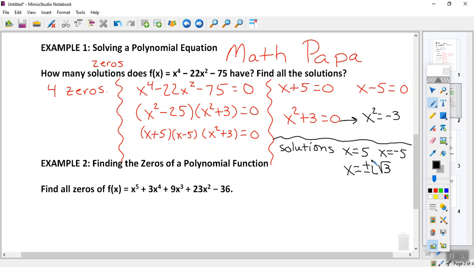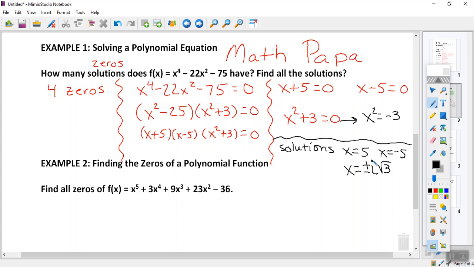Kids, I have a question. How many solutions did we end up with? 4. How many are real solutions? How many are complex or imaginary, if you will? 2. But nonetheless, how many total solutions? 4. Right? Let's try another one.